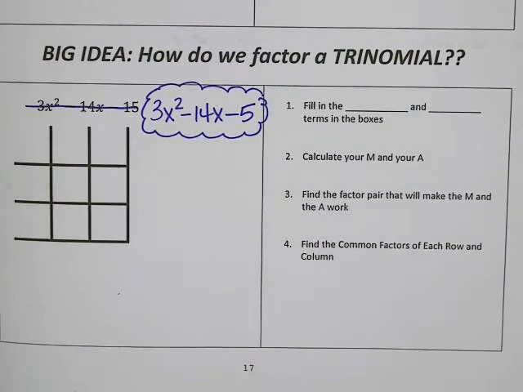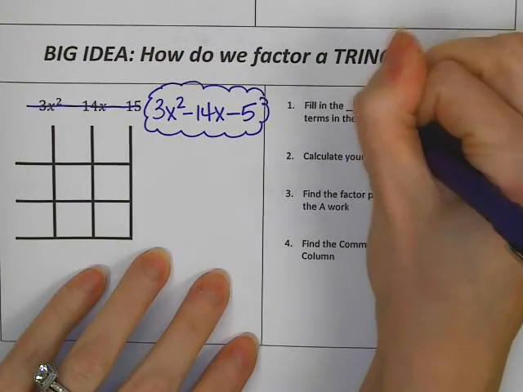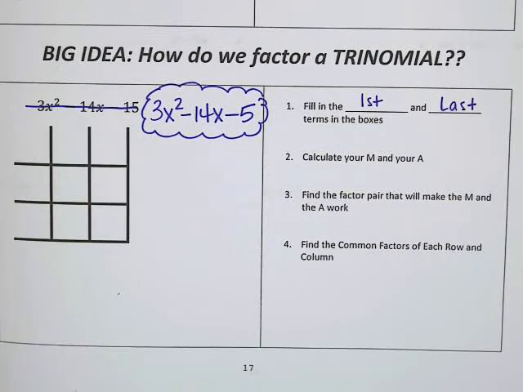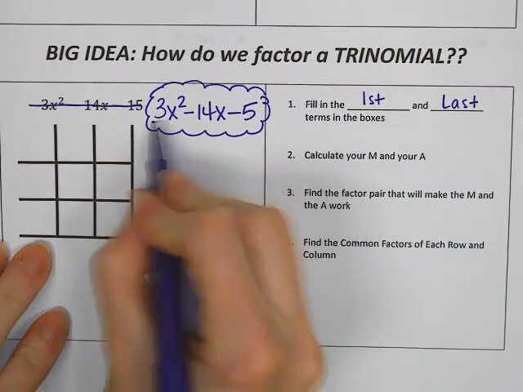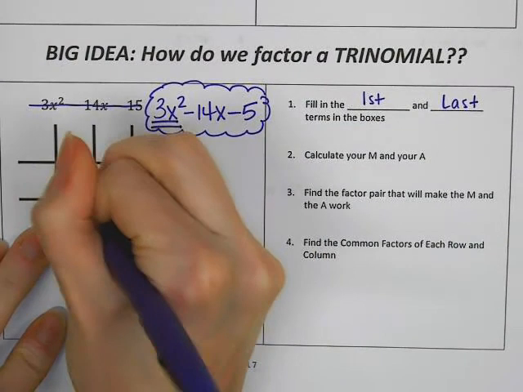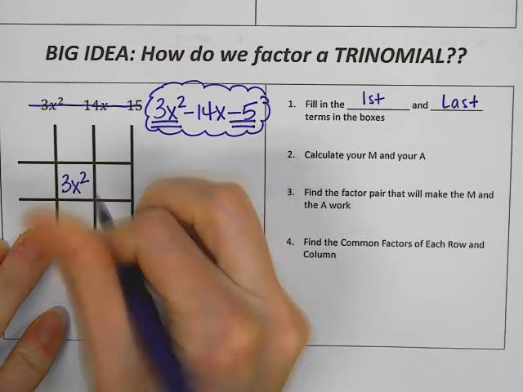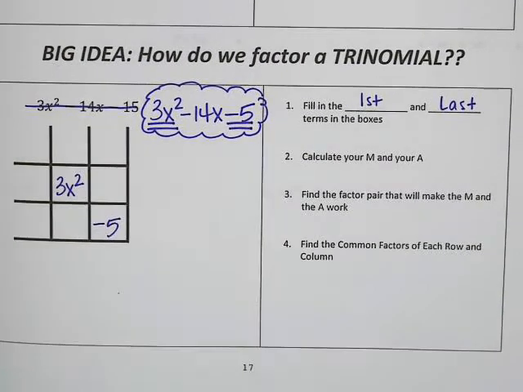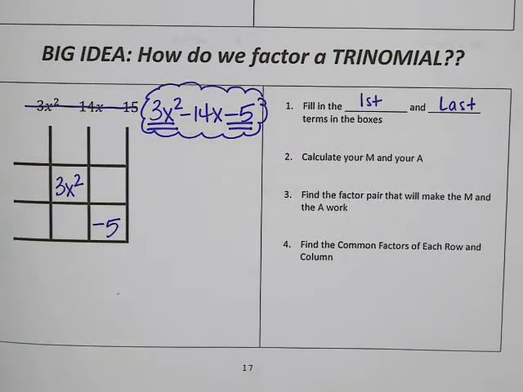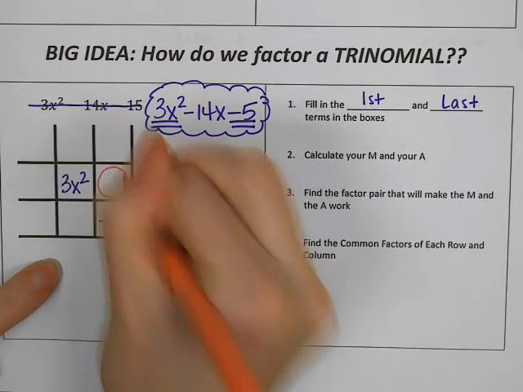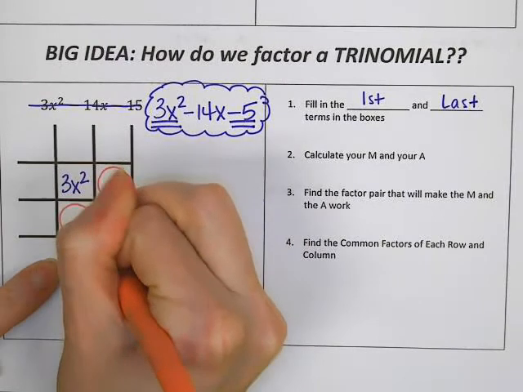Okay, so to factor a trinomial, fill in the first and last terms in the boxes. So if we know the answer has a 3x squared, that goes here. And if we know that all the single squares add up to -5, that goes here. And now we're looking for the x bars here. We're looking for these guys.